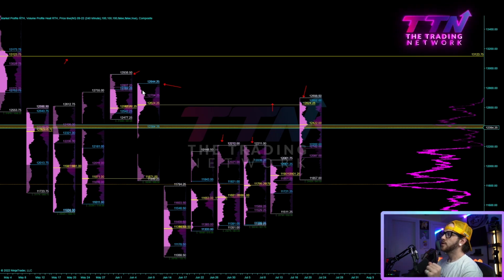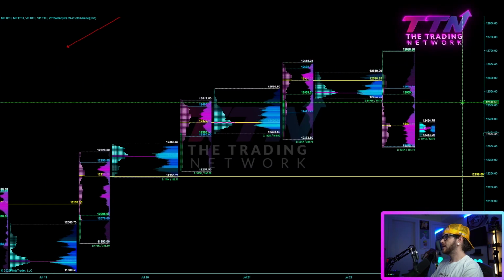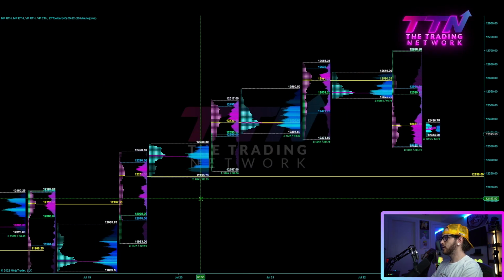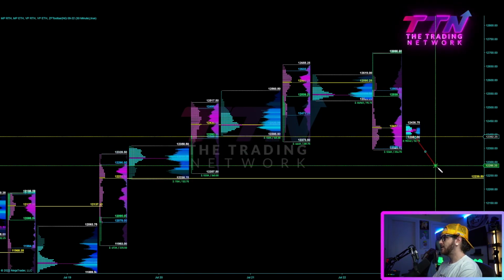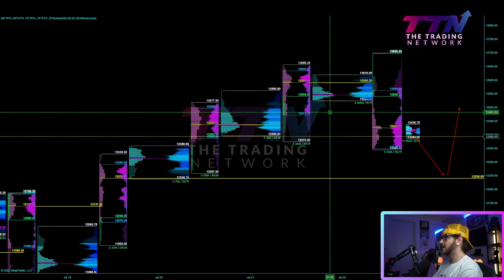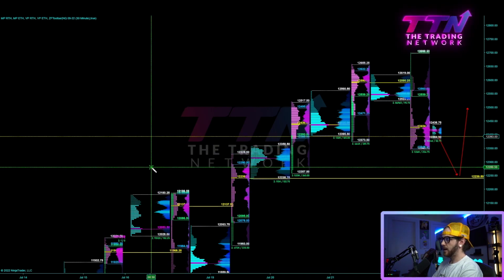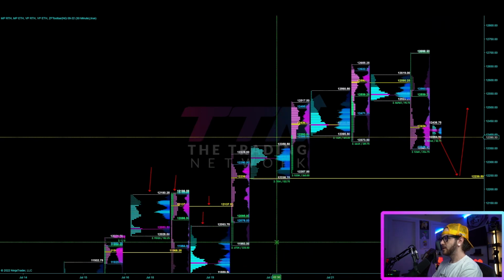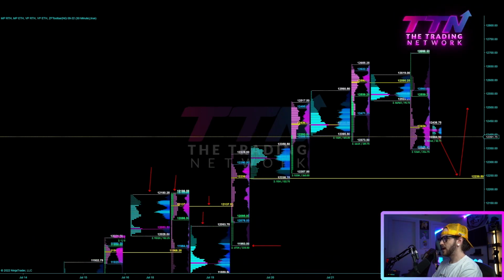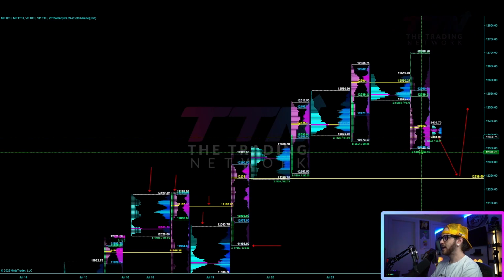Looking over into the session profiles, you can see that we also do have a naked point of control from a session profile perspective down at 12,239, which supports the idea that we move back down to the 12.2K area, retest, and then see if we can get some support and some buyers to step in there. If not, on a more granular level, I would look for moves into 12,180, 12,137, 12,063, and then ultimately down into the lows from the July 19th profile right below 12K.